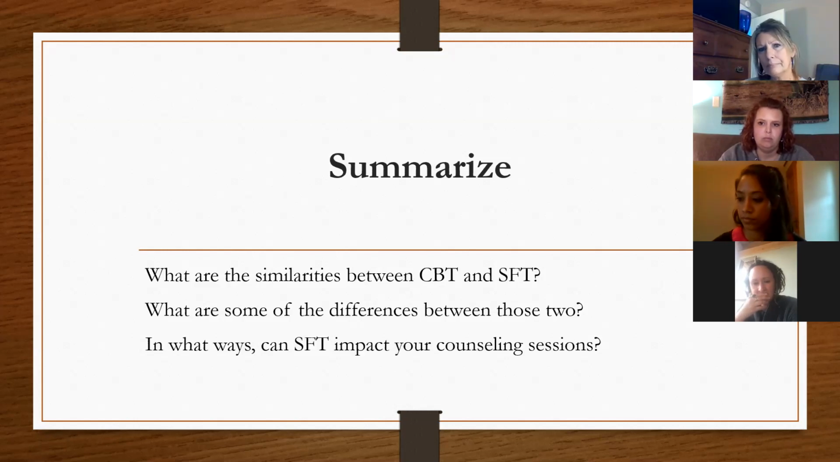So what are some of the differences you guys have noted, especially in the language from the SFT CBT worksheet that we did? What are the differences between the two?